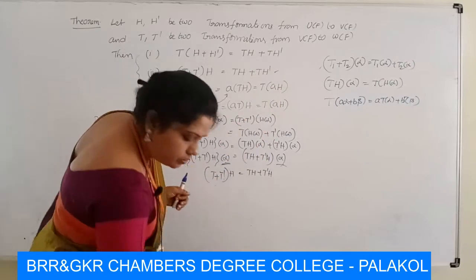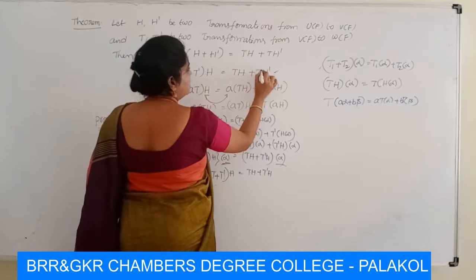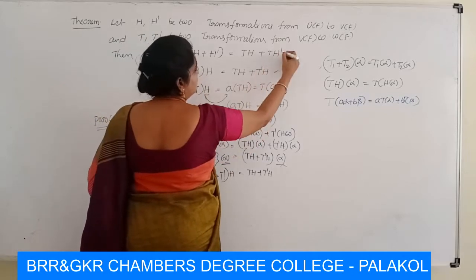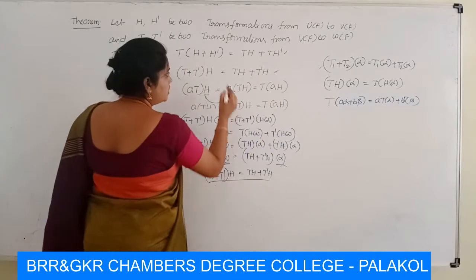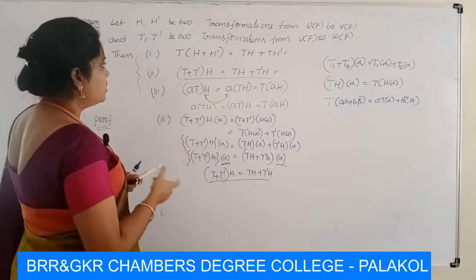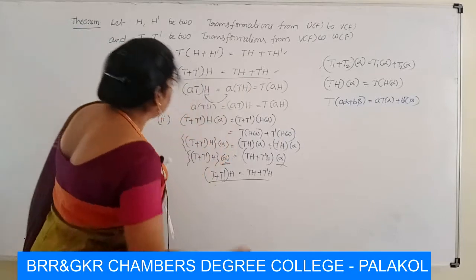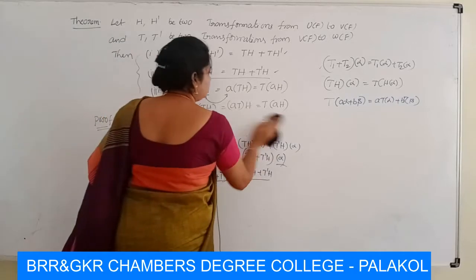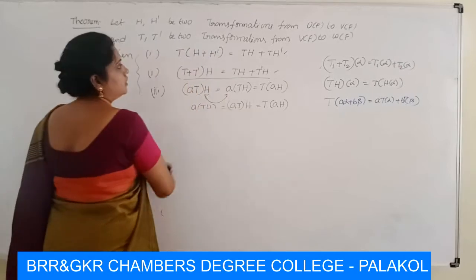Sorry, here we wrote (T plus T dash) into H is TH plus T dash H. This is the first condition, this is the second condition. So the second condition and this second condition are the same. So the second condition is proved. Now the third.